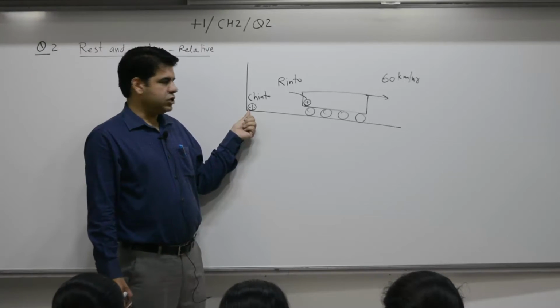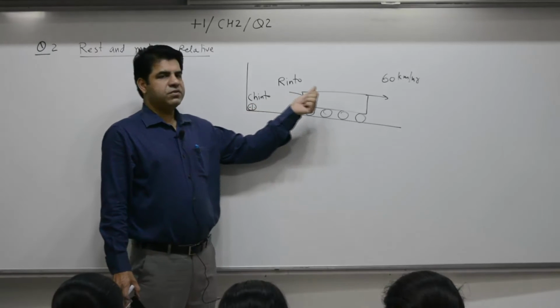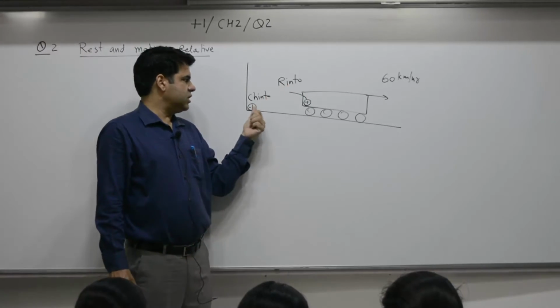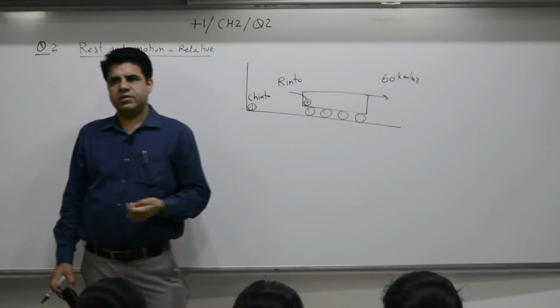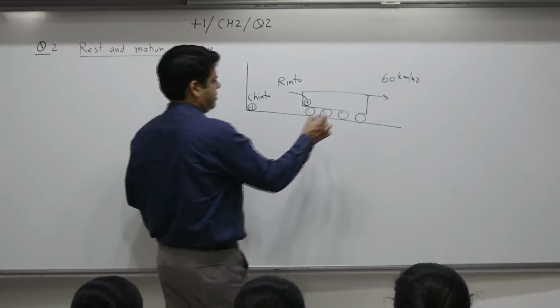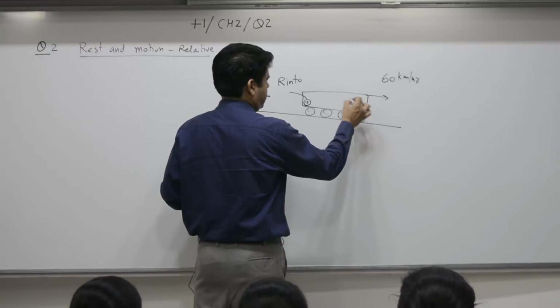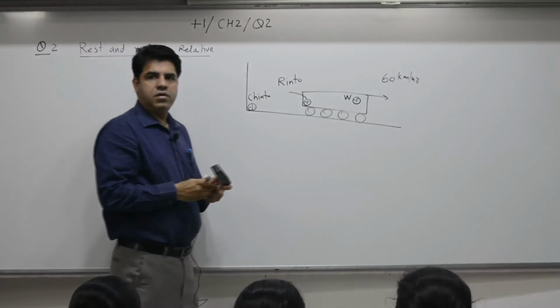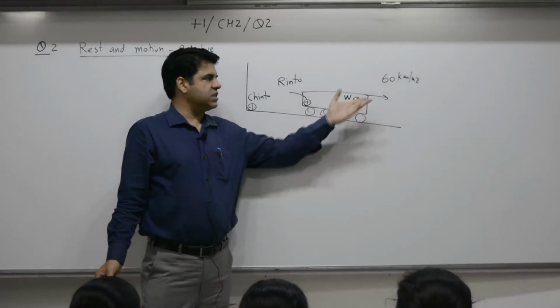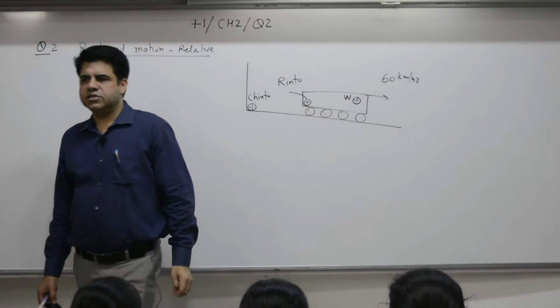So we ask Chintu the question, what is the speed of the train? He says 60 km an hour. What is the speed of Rinto? He says 60 km per hour. And there is a waiter inside. Again we ask Chintu, what is the speed of the waiter? He says 60 km per hour. Suppose the waiter is at rest.